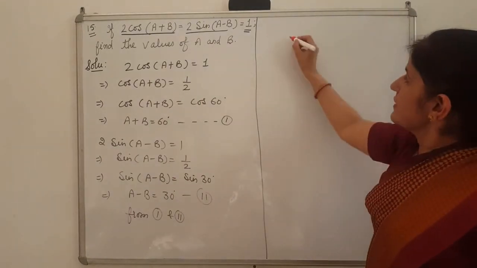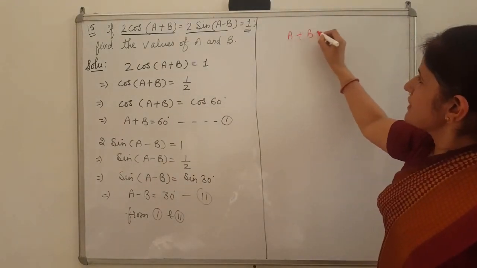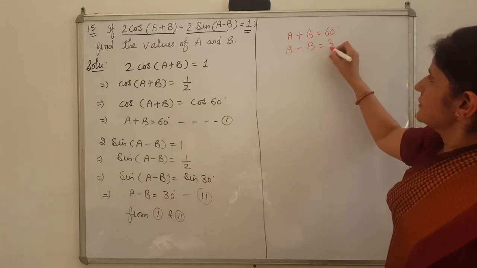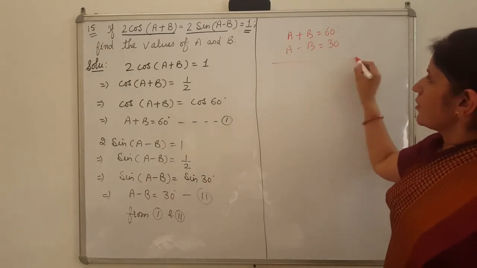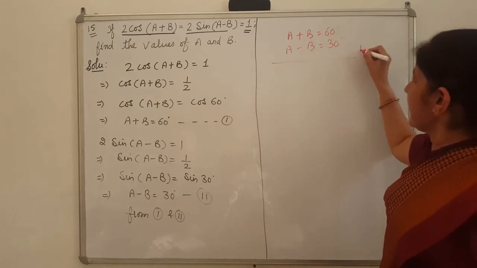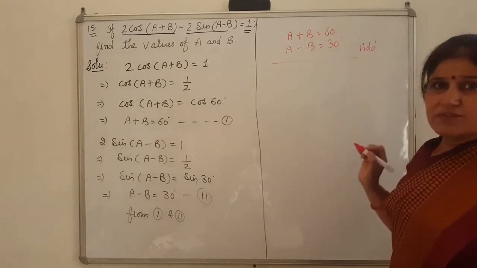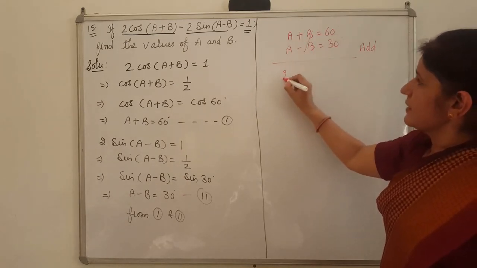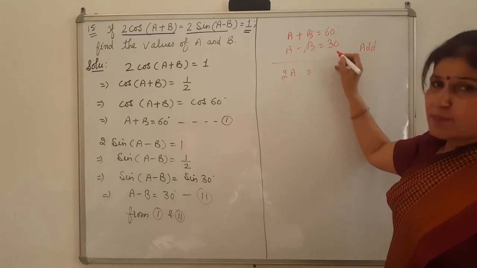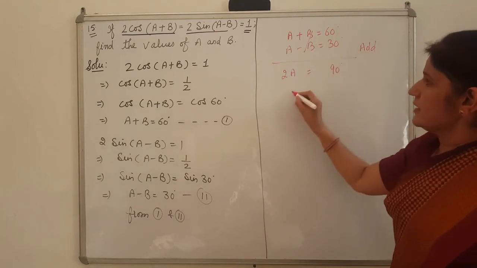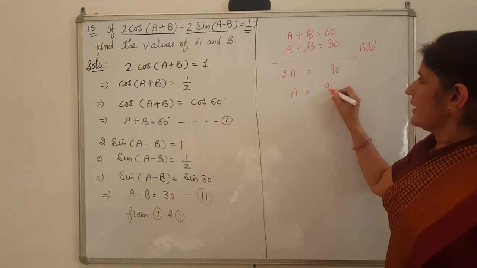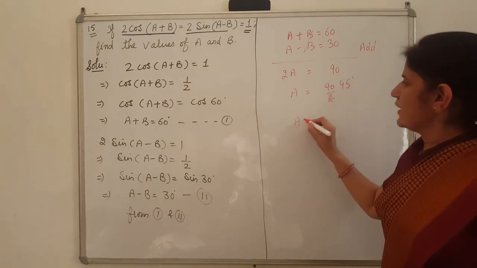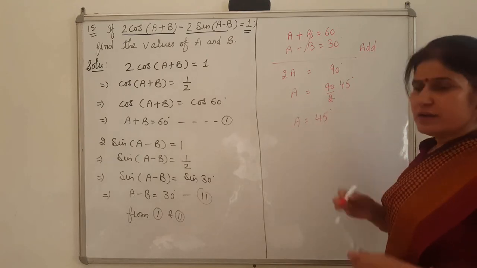a plus b is equal to 60 and a minus b equals 30 degree. Now they both have opposite sign. If we add both the equations, then b is cancelled. a plus a, 2a, 60 plus 30 is 90. So what is a? 90 over 2, 45. So value of a is 45 degree.